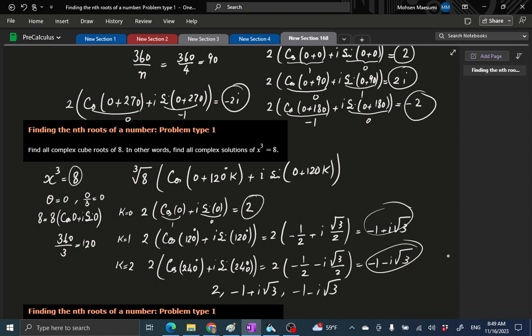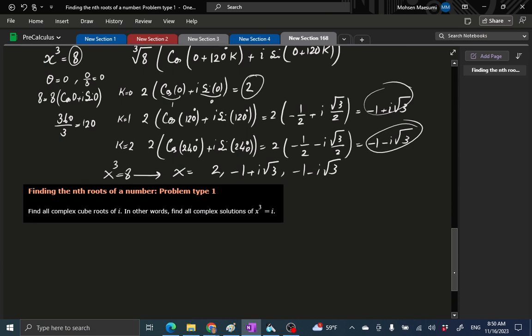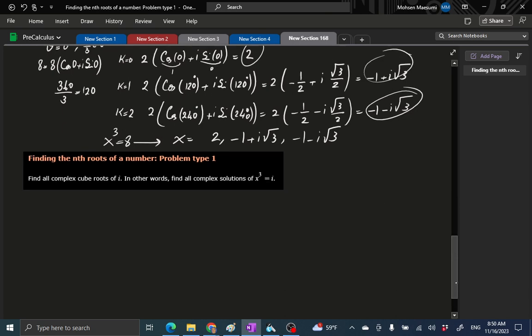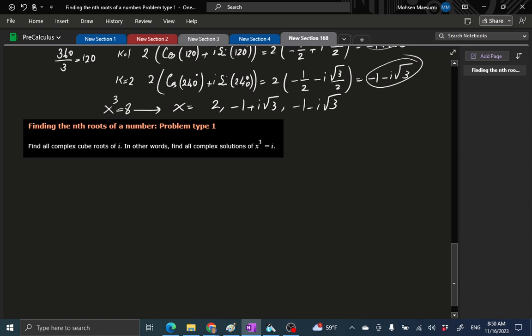These are the roots. So if I had x cubed equal to 8, it tells me x is one of these 3 things. Okay, one more example. Similar to what you just had, except the right hand side, we have an imaginary number. Okay, we say problem type 1 here simply means right hand side is either real or it's just imaginary.